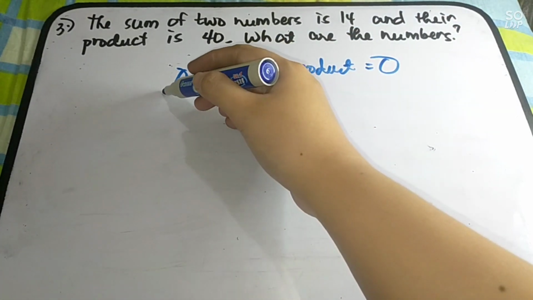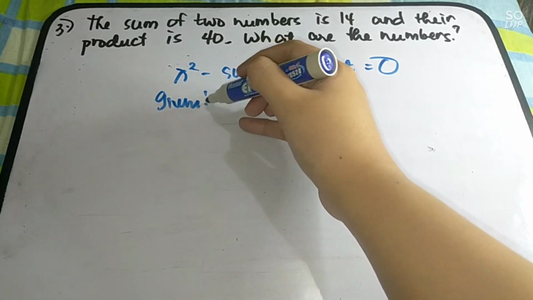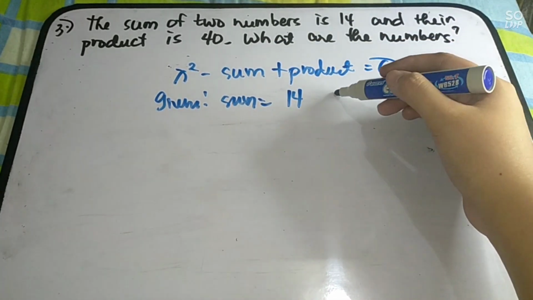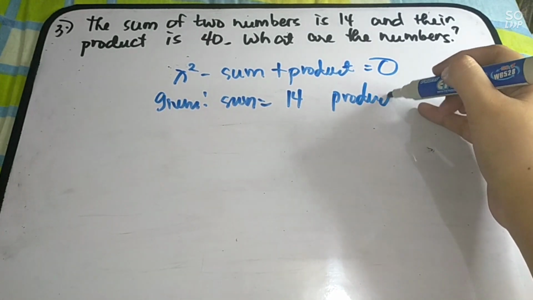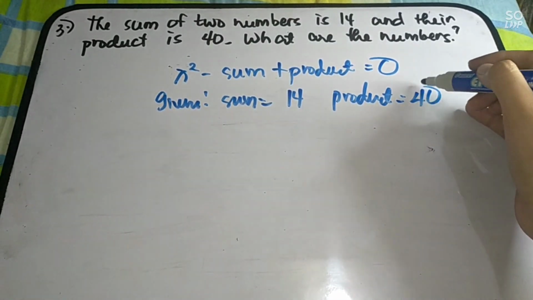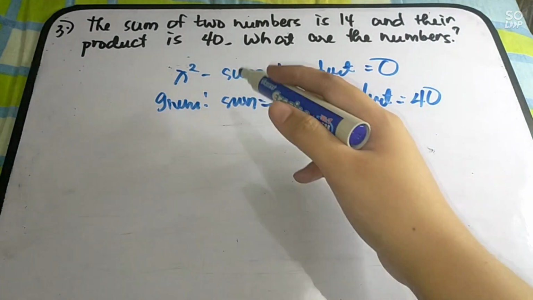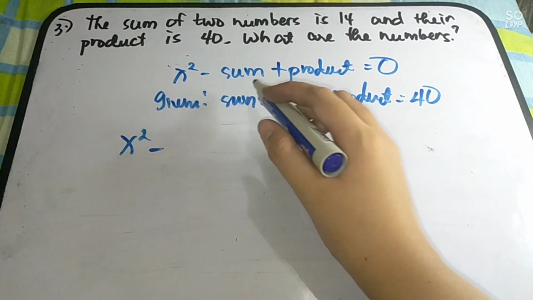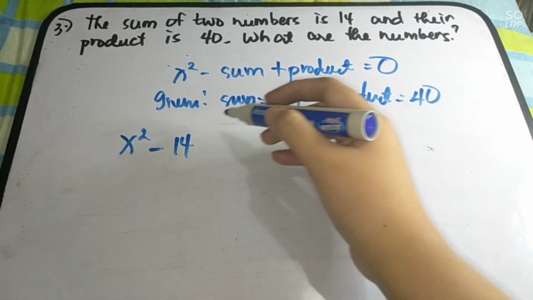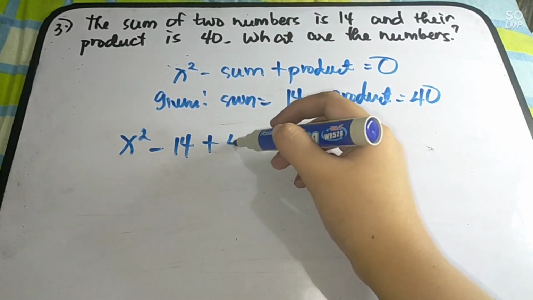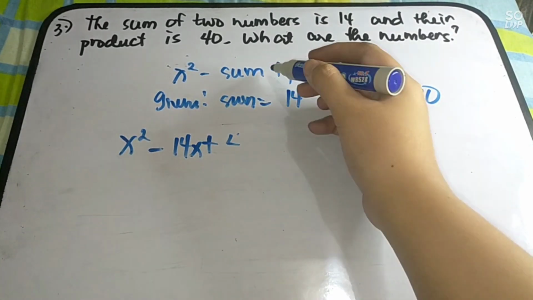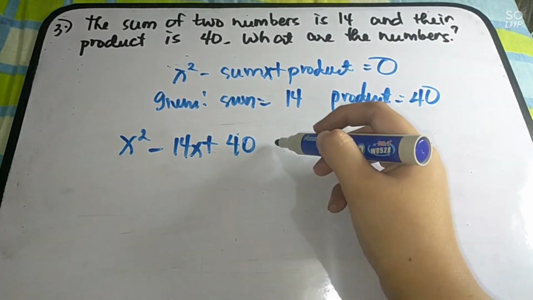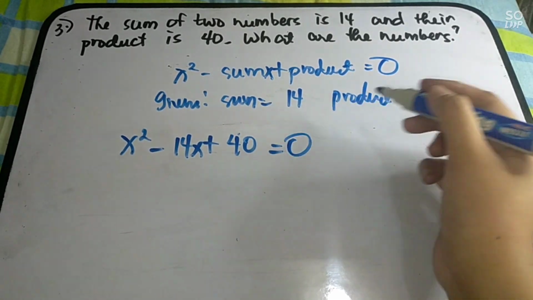Then, we are going to substitute. So, since we have your given, ang sabi niya, ang sum daw po is equal to 14, and then the product is equal to 40. Then, we are going to substitute. So, we have your x squared minus, ang sum is 14, then the product is 40. So, 14x, sum x. 14x plus 40 is equal to 0.